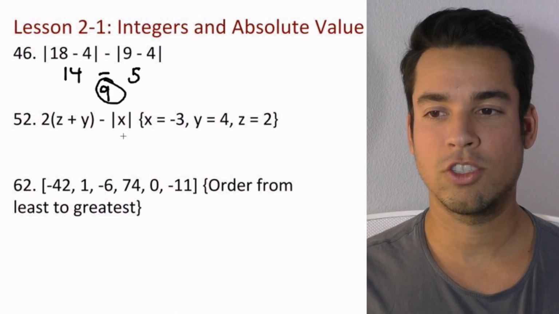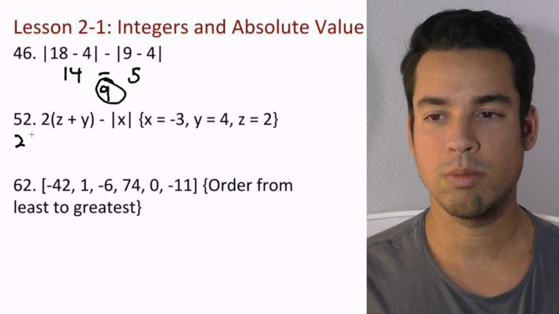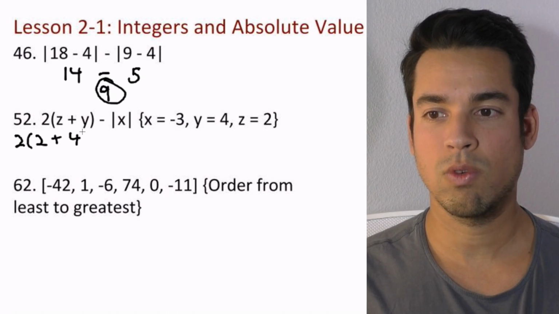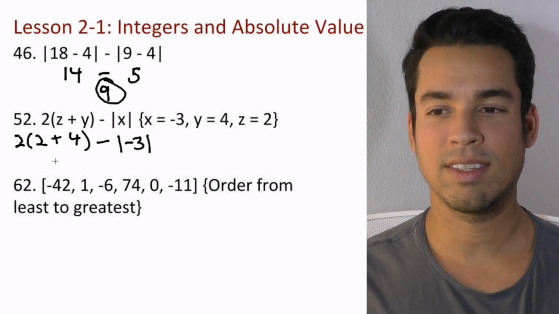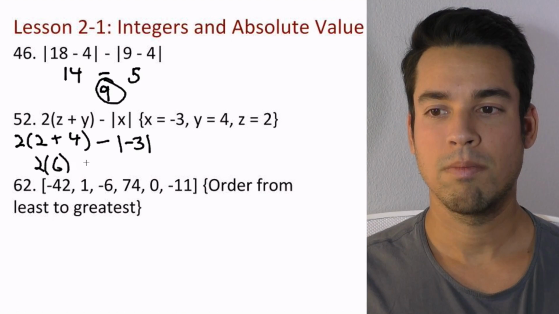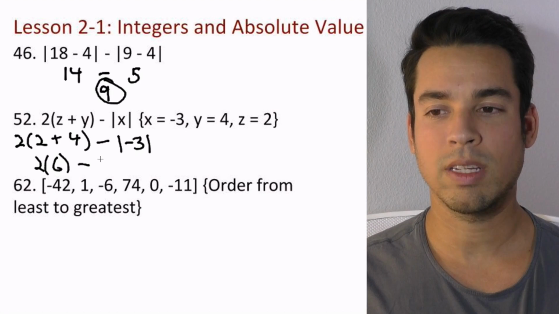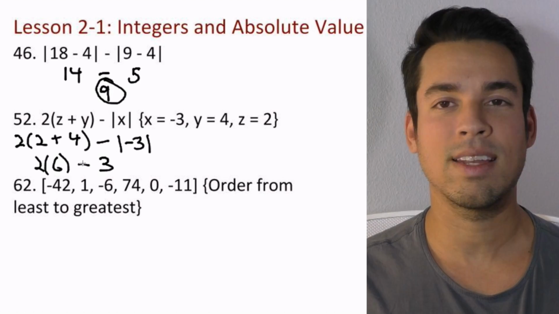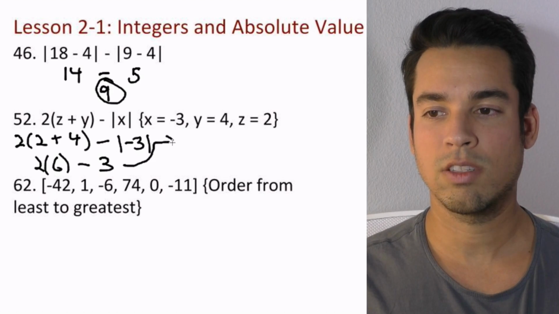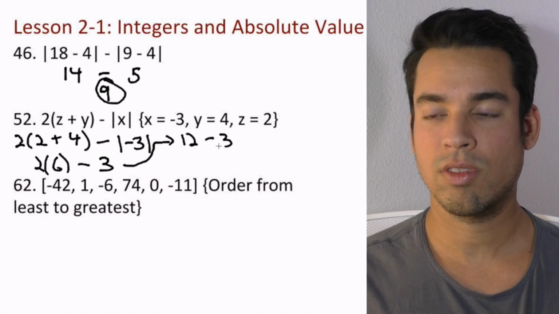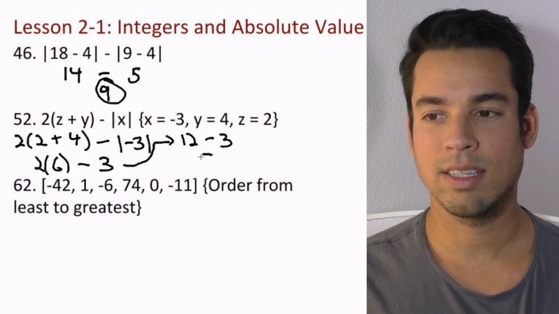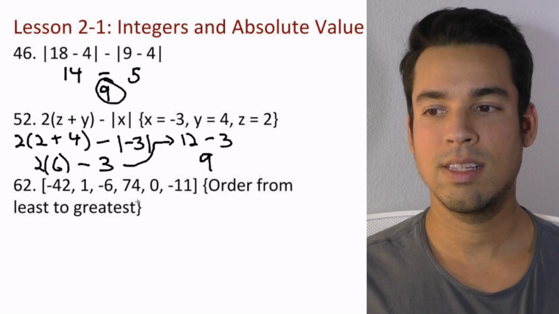Next, we got a little plug and chug. So let's go ahead and plug in these values for the variables. So z equals 2 plus y equals 4 minus the absolute value of negative 3. So let's do this step by step. First of all, 2 plus 4 is going to give us 6 times 2 minus the absolute value of negative 3. That negative 3 gets transformed into a positive 3, but we're still going to apply that negative. So now this becomes what? This becomes 12 minus 3. And what's 12 minus 3? That gives us 9.